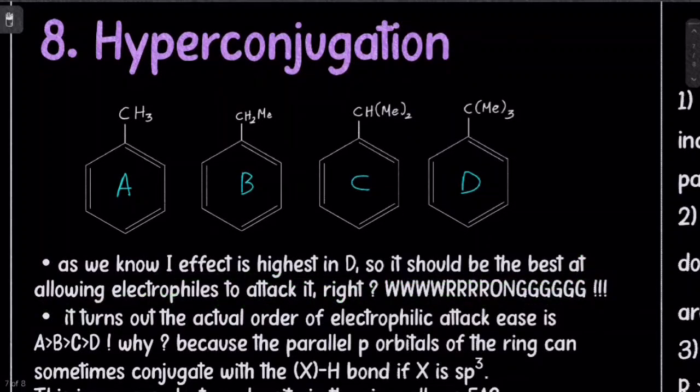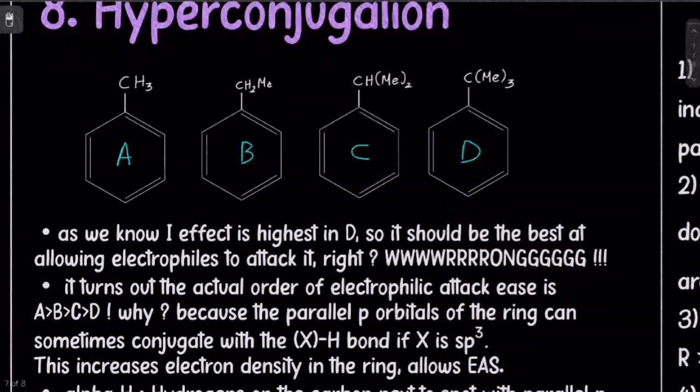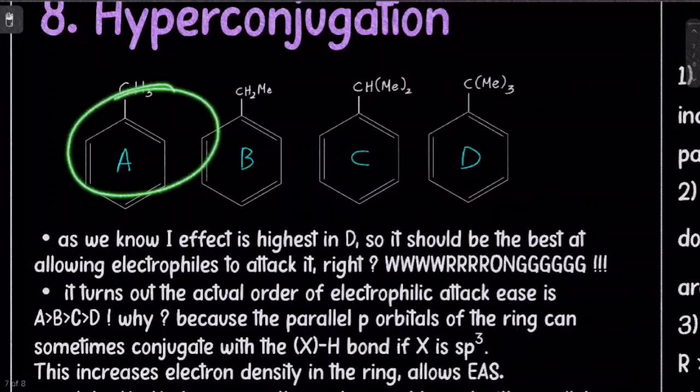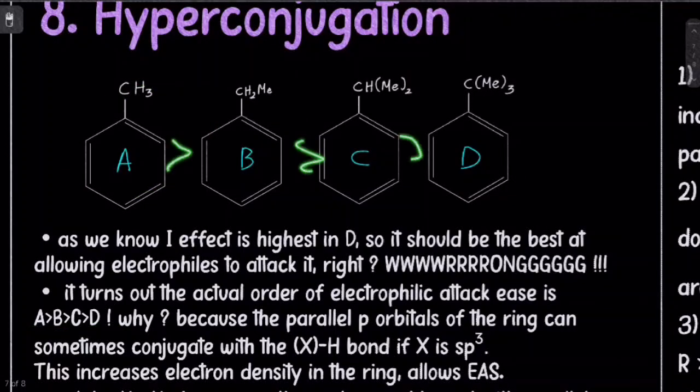No, that's wrong. How? It turns out the actual best one for the electrophile here is the first one. How? And the order is A, B, C, D, which means this is better than this is better than this. How does that happen? Basically, you know the ring has parallel p orbitals like this.